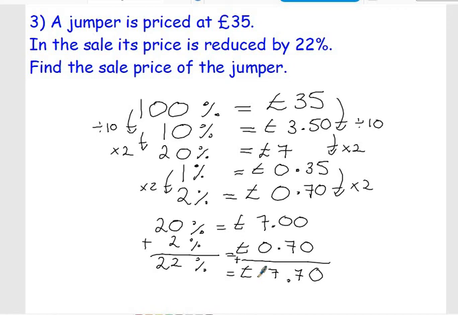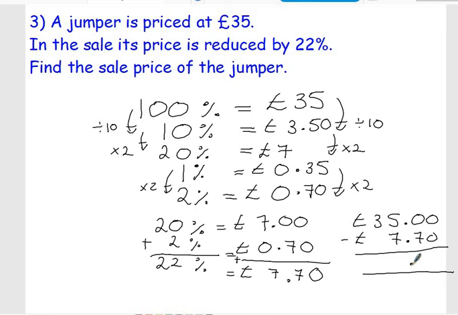This time though, it says that the sale price is reduced by 22%. So reduced is another word for decrease. Okay, so we are going to take that away. Meaning £35, take away £7.70, lining up by the correct place value. We're going to have to add in 2 zeros at the end there for our decimal places for money. 0 take away 0 is 0.